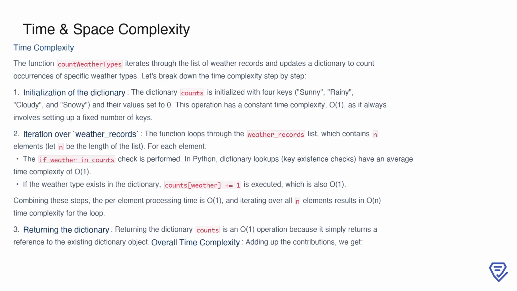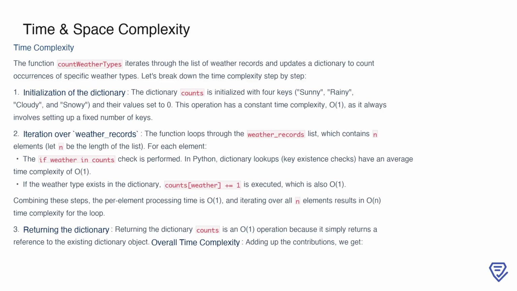Here, we're analyzing the time complexity of the countWeatherTypes function. The function begins by initializing a dictionary, counts, with keys for specific weather types and their values set to 0. This setup is a straightforward operation that always involves the same fixed number of keys, so its time complexity is constant, or O(1). Once the dictionary is ready, the function proceeds to iterate over the weather_records list.